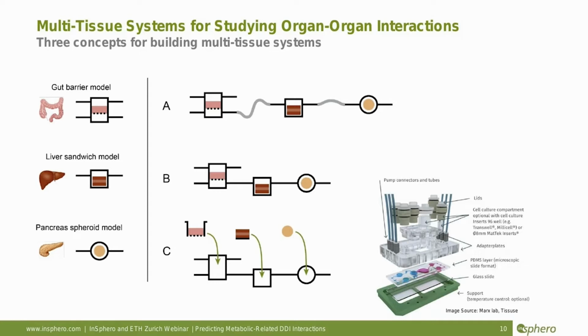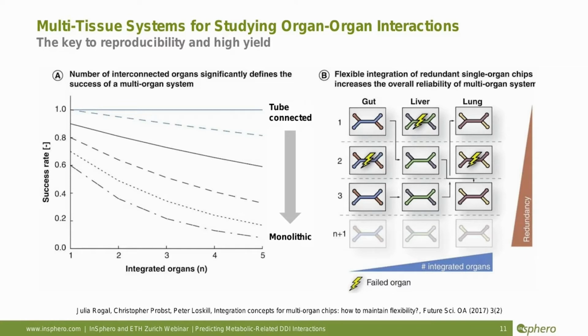An important point when going into more systemic multi-tissue systems is the yields and the reproducibility of the whole system. And this is highly depending on the yield and reproducibility of the single elements, which is nicely illustrated here. So if you have a flexible system where you first produce the different organ models and you do a quality control and connect them afterwards, as for example, the tube connected system, your yield is very high and is independent of the number of organs that you integrate into such a system.